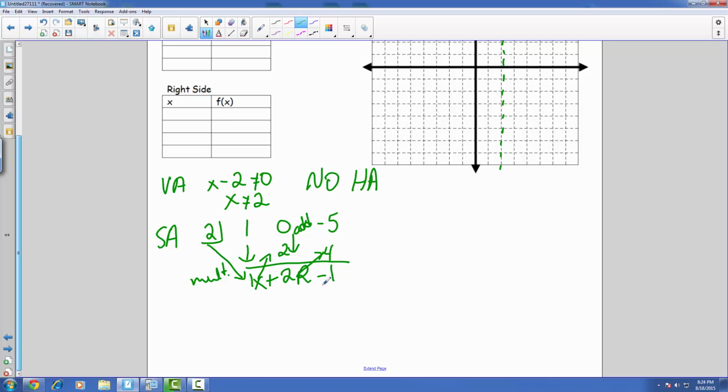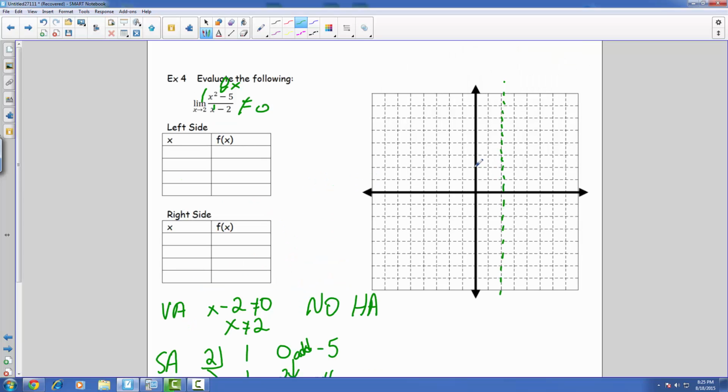But when we're talking about rational functions, we really don't care too much about the remainder, so we're going to go ahead and ignore it. So our slant asymptote should come out to be y is equal to 1x plus 2. Now going ahead and graphing that, we have our y-intercept of 2. Our slope is 1. So we should see something like this.